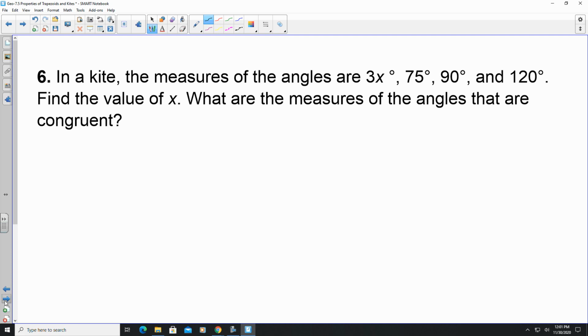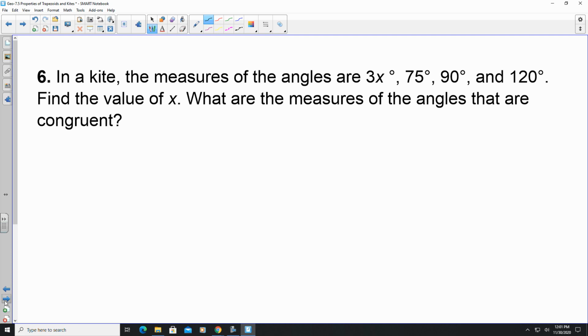In this example, it says in a kite, the measures of angles are 3x degrees, 75 degrees, 90 degrees, and 120 degrees. It says find the value of x. What are the measures of the angles that are congruent?